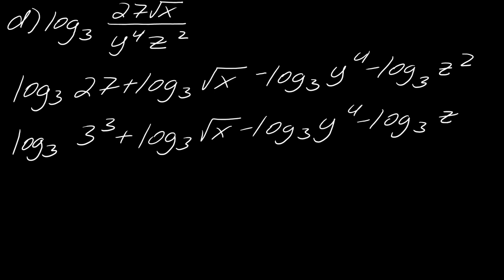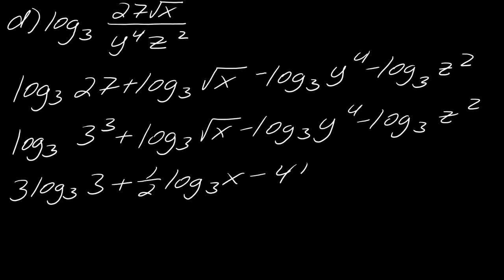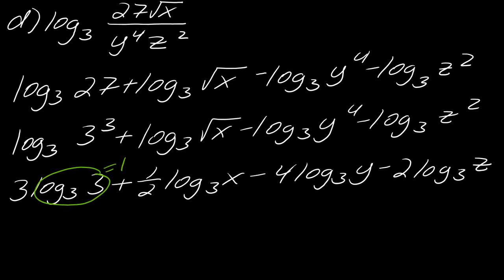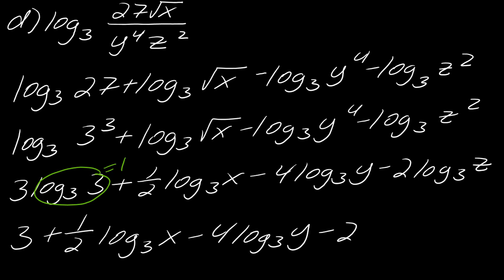Okay, so now that I've written this out, I'm going to take each exponent and put it in front of the logarithm. So what I get now is log base 3 of 3, plus 1/2 times log base 3 of x, minus 4 times log base 3 of y, minus 2 times log base 3 of z. And pointing this out one more time, log base 3 of 3 equals 1. So my final answer will be 3 plus 1/2 log base 3 of x, minus 4 times log base 3 of y, minus 2 times log base 3 of z. And that'll be it for that one.